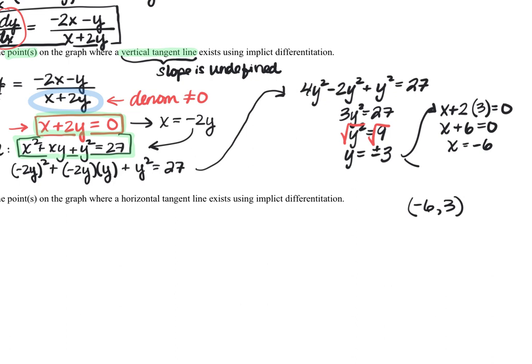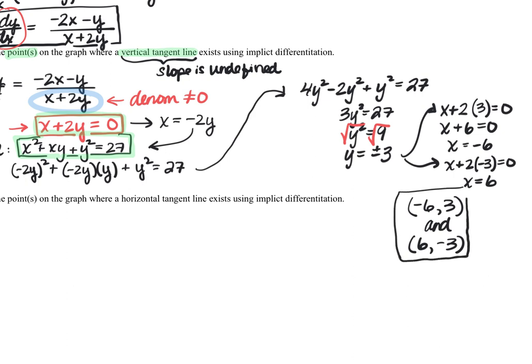But there was a second y value. So if we substitute again back into the equation x plus 2y equals 0, x plus 2 times negative 3 equals 0, and then that would be x minus 6 equals 0. So x equals positive 6. So it looks like there are going to be 2 points. The second point would be when x is positive 6, y is negative 3. And it looks to be 2 points where a tangent line would be vertical.